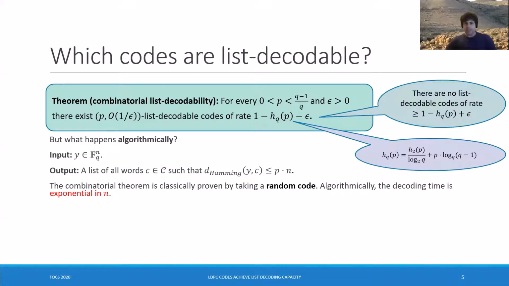Now, the combinatorial theorem is classically proven by taking a random code, which is just a random subset of F_q^n of the appropriate size. And the problem is that a list decoding algorithm for such a code would have to take time exponential in n, which is very large.